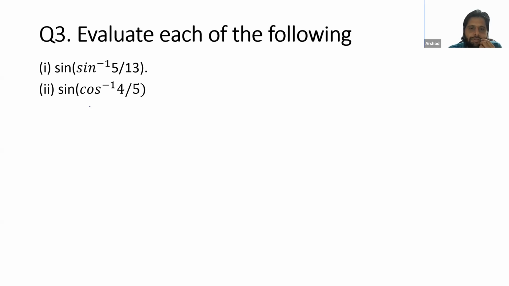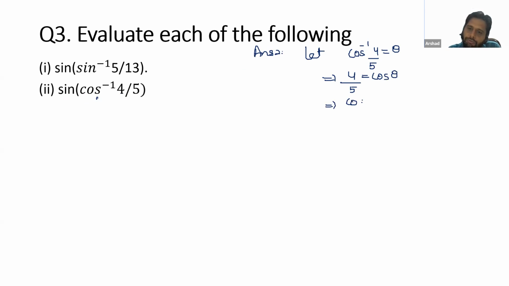Now please check here. Here you have a sine, here you have a cos inverse, so you can't apply the formula. You need to change cos inverse into sine inverse. So how will we do it? First you need to assume, let cos inverse 4 by 5 is equal to theta. So you will get cos theta is equal to 4 by 5.